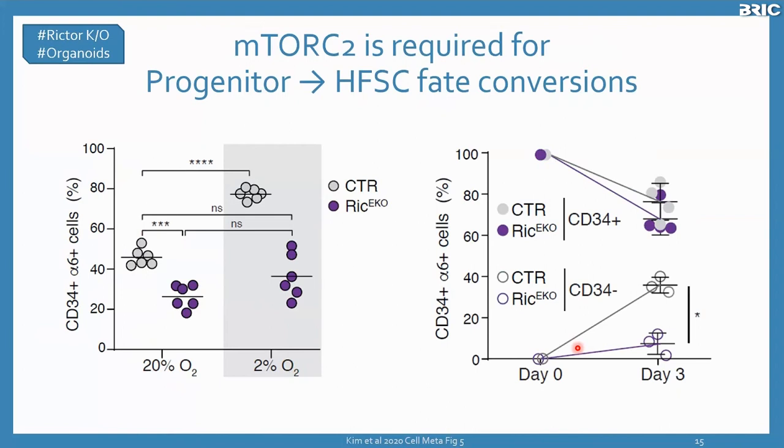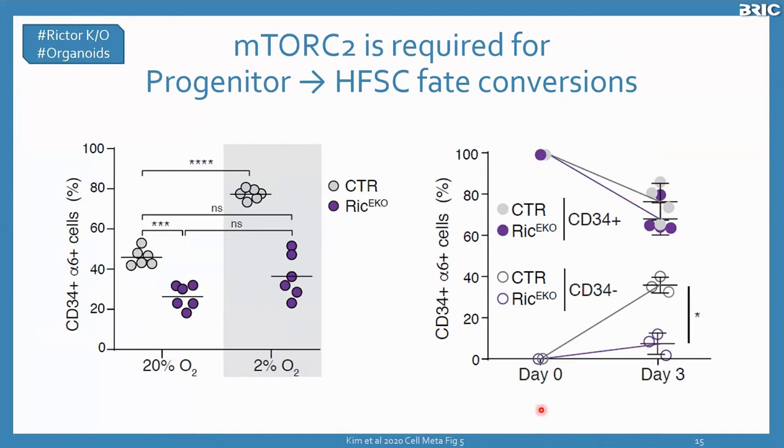If you remember, this is just a snapshot of hair follicle stem cells. I discussed this in the previous slide. So in order to carefully follow the percentage of cells that convert from hair follicle stem cells to progenitor cells, or progenitor cells into hair follicle stem cells, I started with a pure population and looked at the ratio of the conversion rates from hair follicle stem cells to progenitors and progenitor cells into hair follicle stem cells. Interestingly, in the RICTOR knockout mice, for conversion from hair follicle stem cells to progenitor cells, there was no difference. The level was somewhat similar.